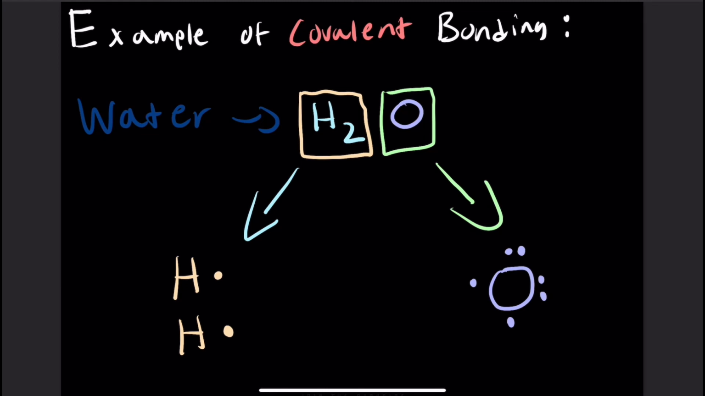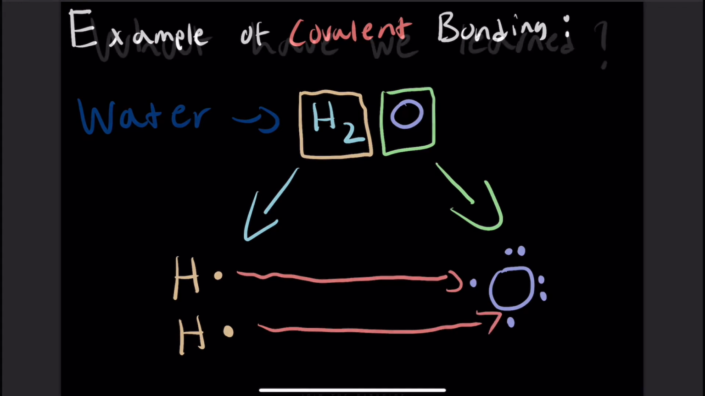So each of the hydrogen atoms is going to go and bond with the oxygen. We're going to put that in red, and the oxygen will then be bonded with the 2 hydrogens, and it will have satisfied its octet. And there you go, that's covalent bonding in a nutshell.